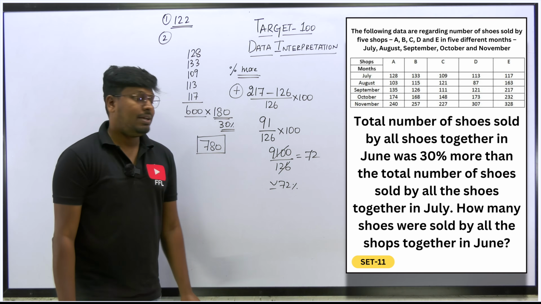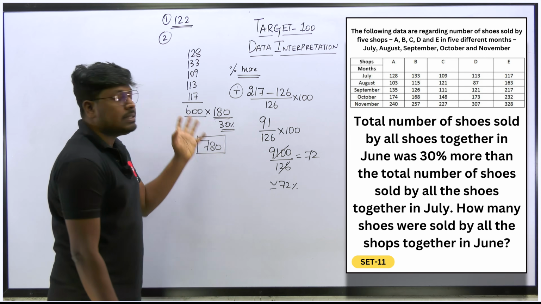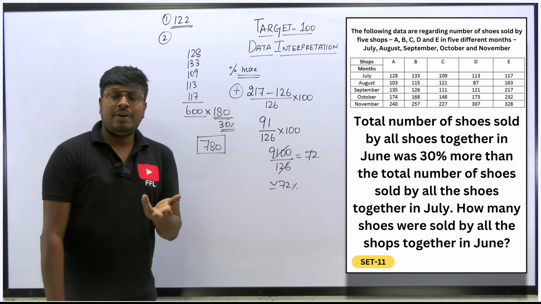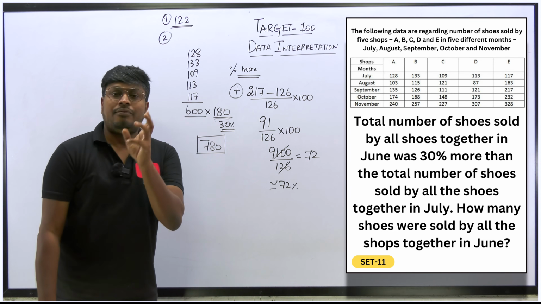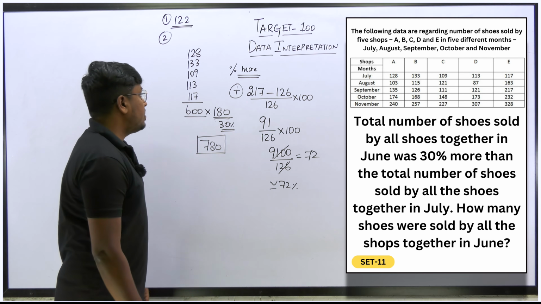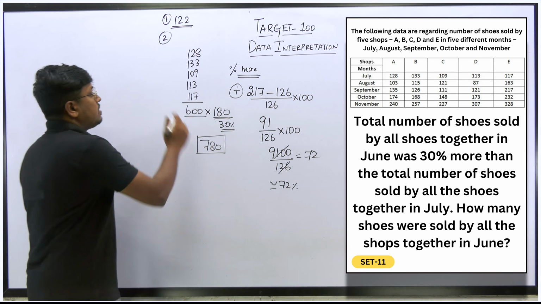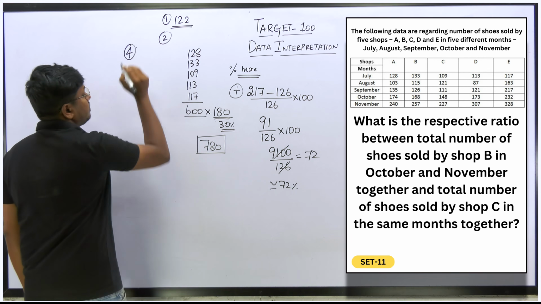So friends, understood, right? So easy, you just have to find the total, and after finding the total, 30% more. Either you find what is 130%, or find 30% and then add it to the value. So the answer for question number 3 will be 780. Understood?